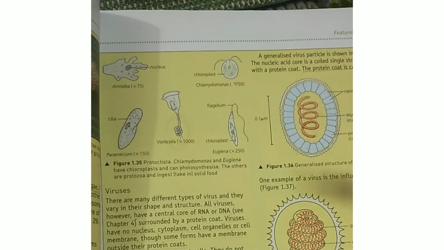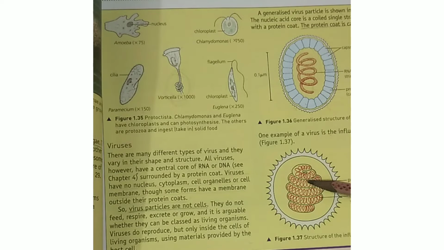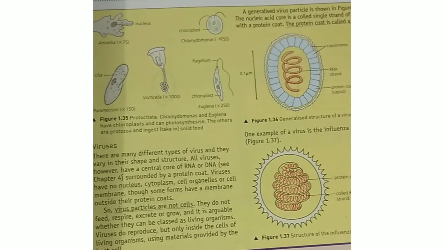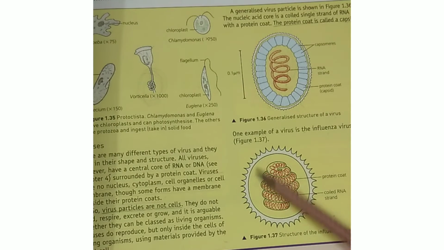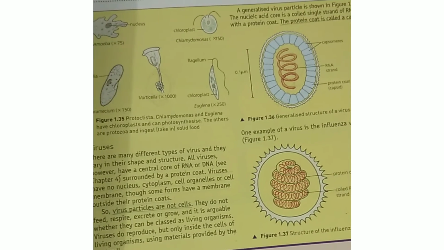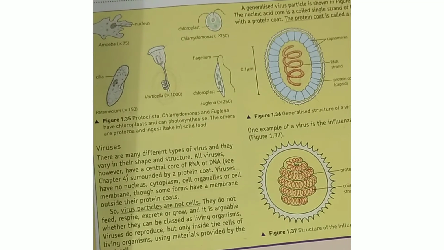You can see here these two diagrams of viruses, and they both have differences. This is the structure of the virus, and this is the structure of the influenza virus. Both have a core, this one a single-stranded DNA core, and this is the RNA core. The capsomeres are here, and the protein coat in which the RNA is enclosed. Here the RNA is enclosed in this diagram also, but the structure and size of the two viruses are different. The RNA strand is surrounded by the protein coat.